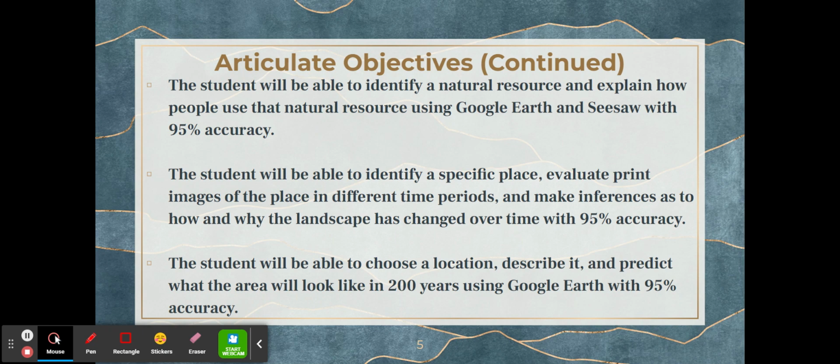Students will also, towards the end of the unit, identify a specific place, and they will evaluate different images of the place from different time periods. They will also be making inferences as to how and why the landscape has changed over time. And additionally, they will be choosing a location. They will be describing it, and they will also be predicting what that area will look like in 200 years.